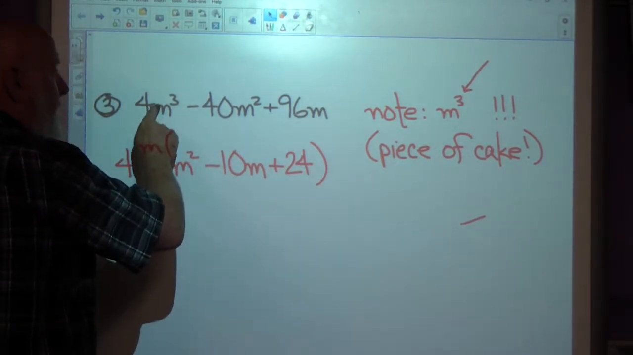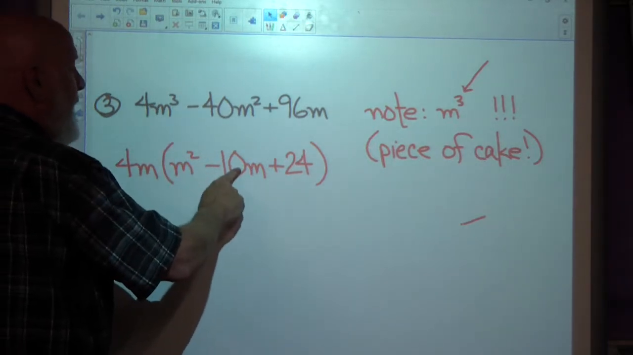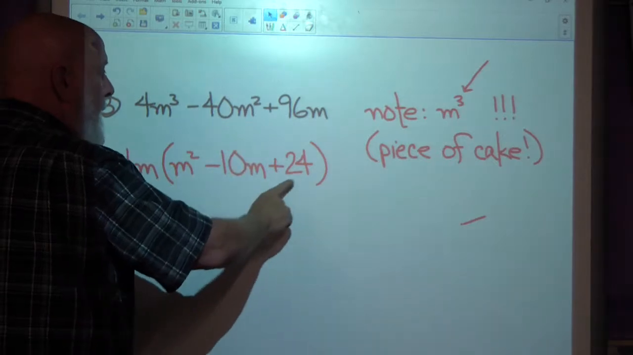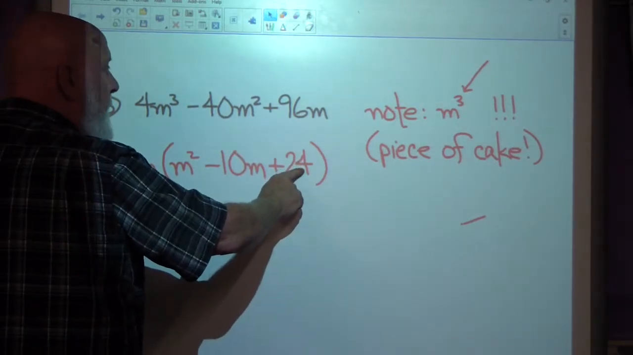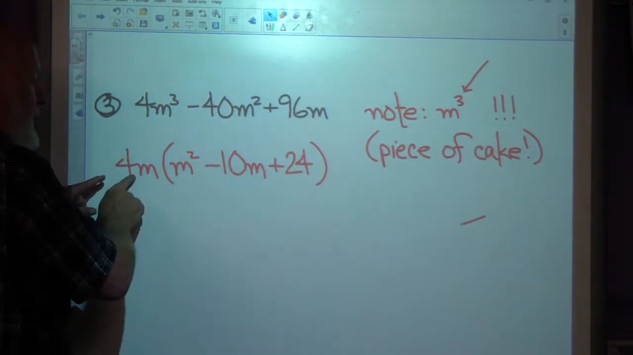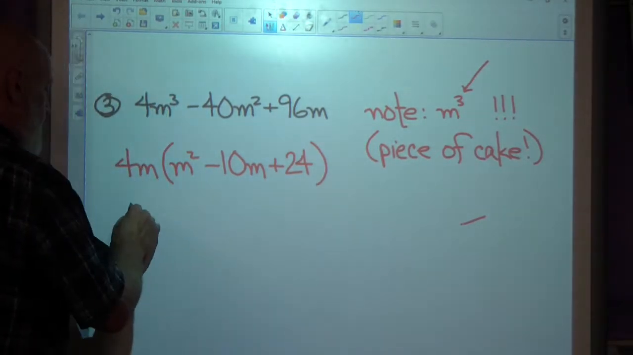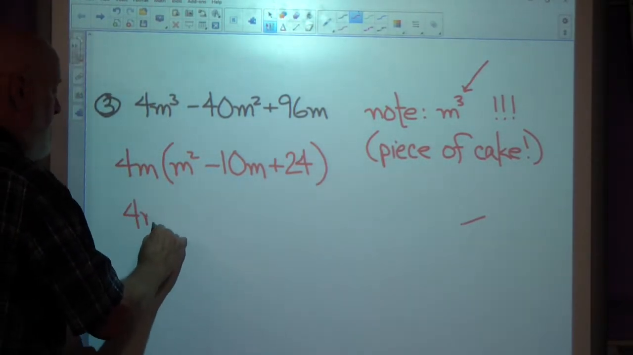4m times m squared is 4m cubed. 4m times negative 10m is negative 40m squared. m times m is m squared. And 4m times 24 is 96m. So I pulled the common factor out. Now I'm going to factor this remaining trinomial. 4m.